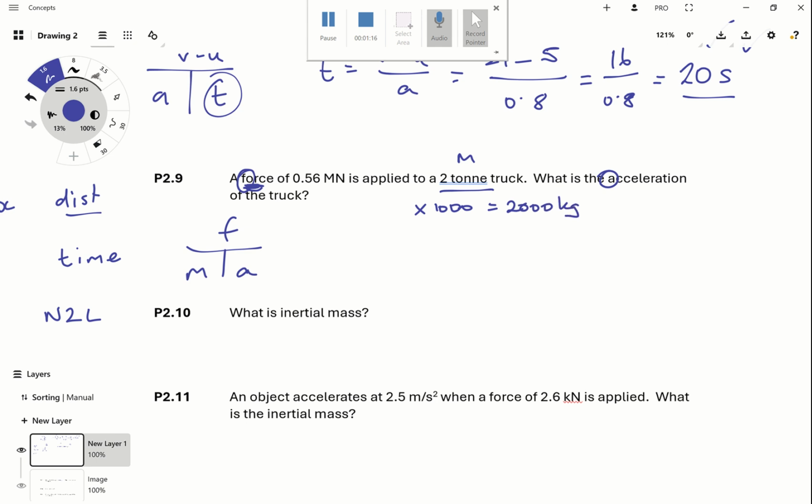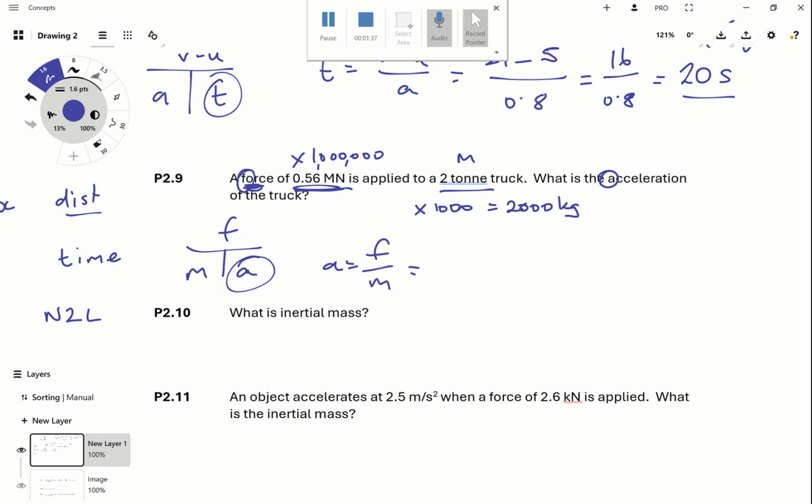And now we're away. Except for, that needs changing as well. Mega, times a million. I hope that's a million. Yes, it is. So now we're ready to go. First part, formula, we're after A. I can see the F's over the M. So A equals F divided by M.